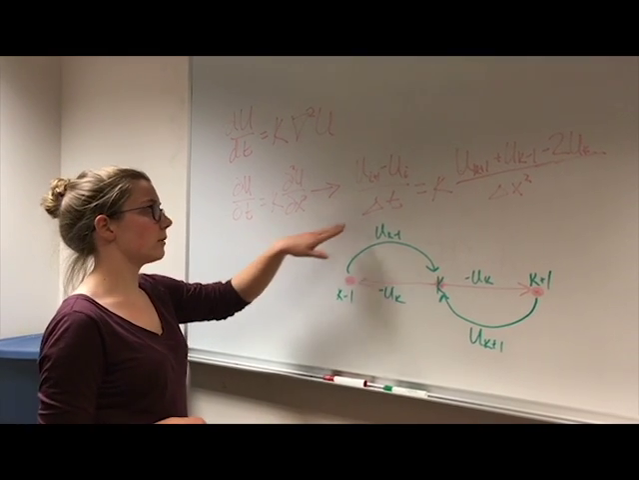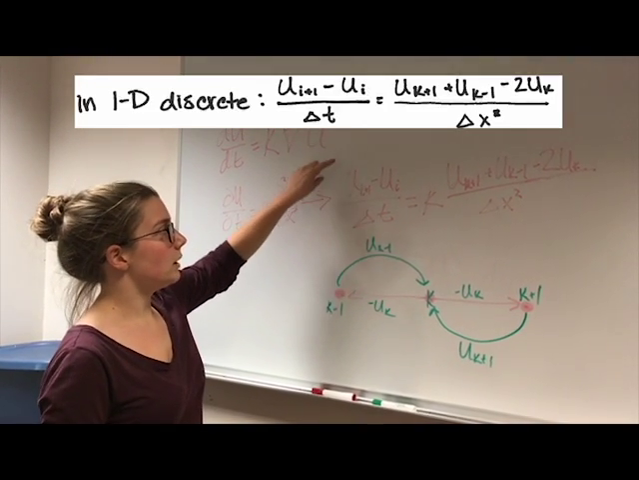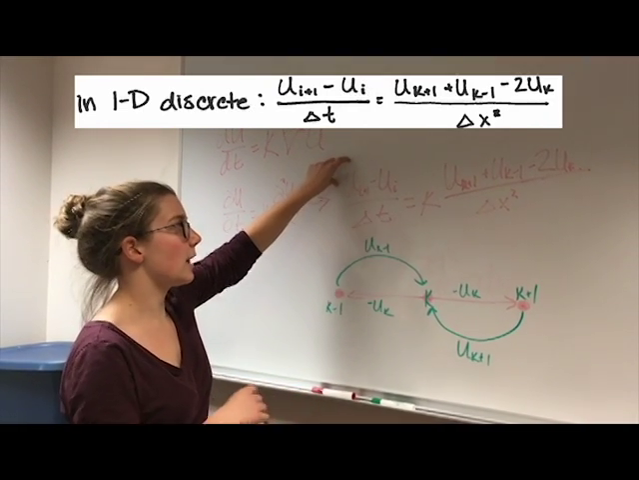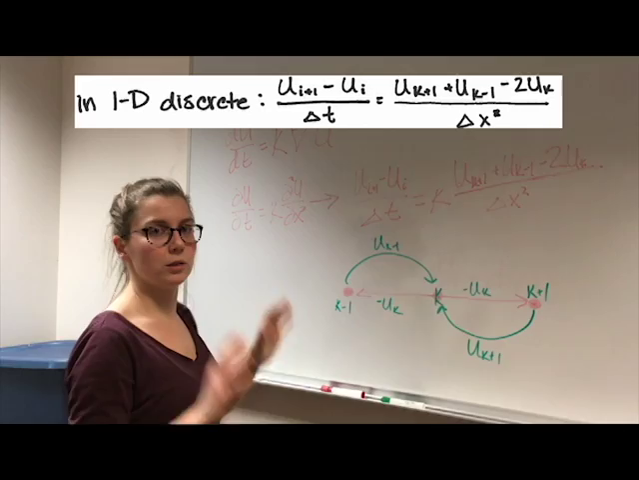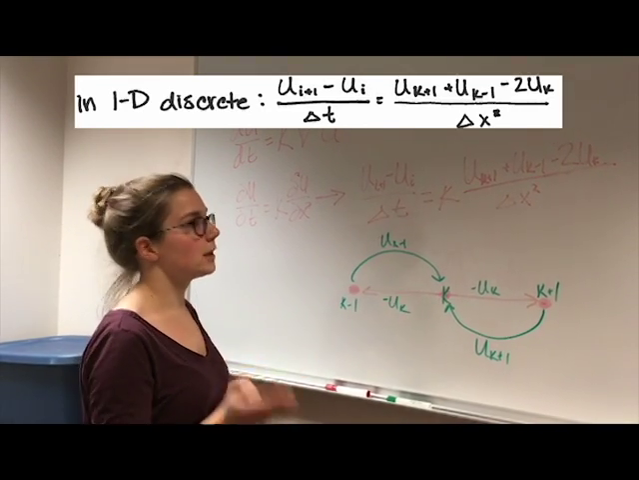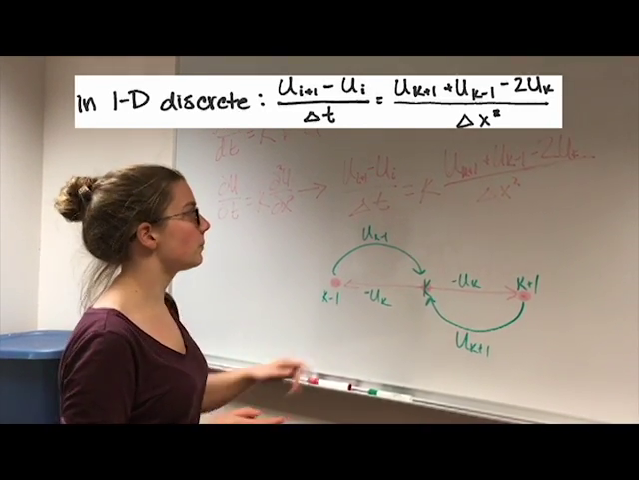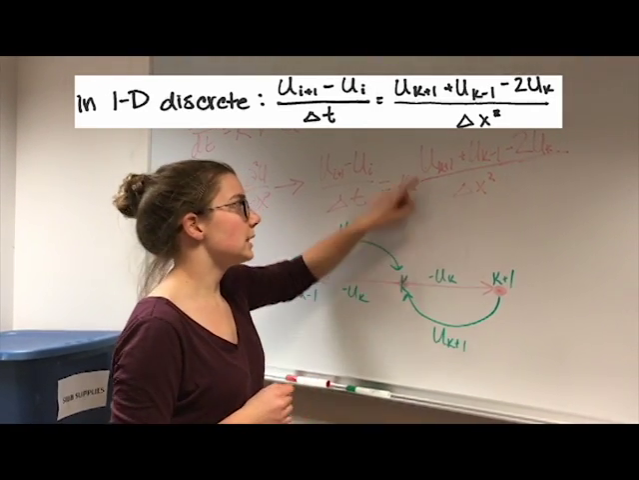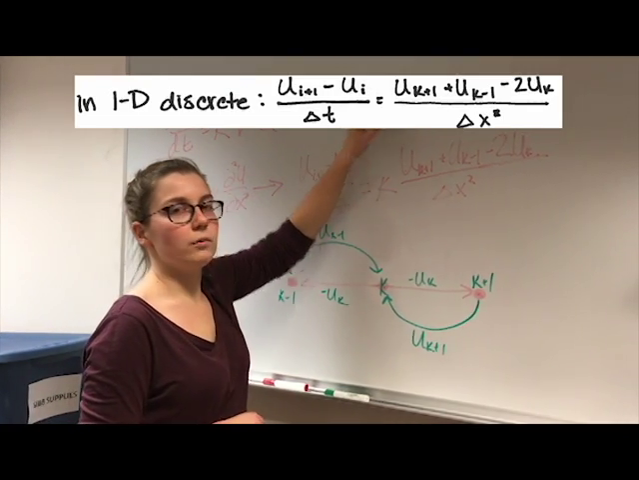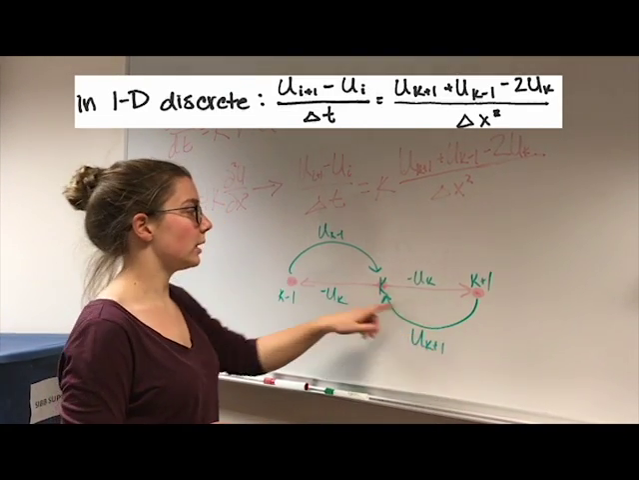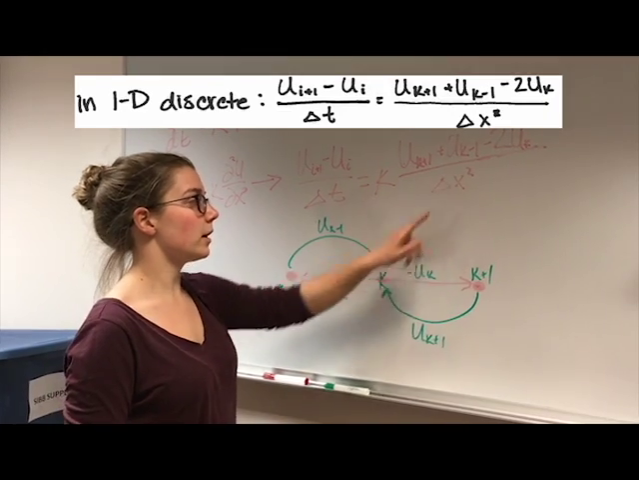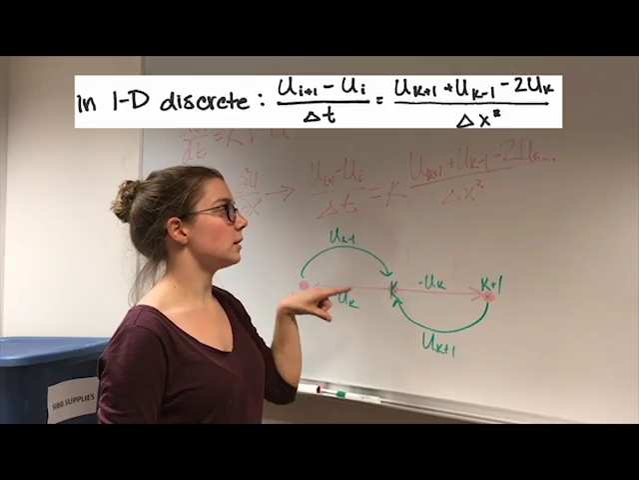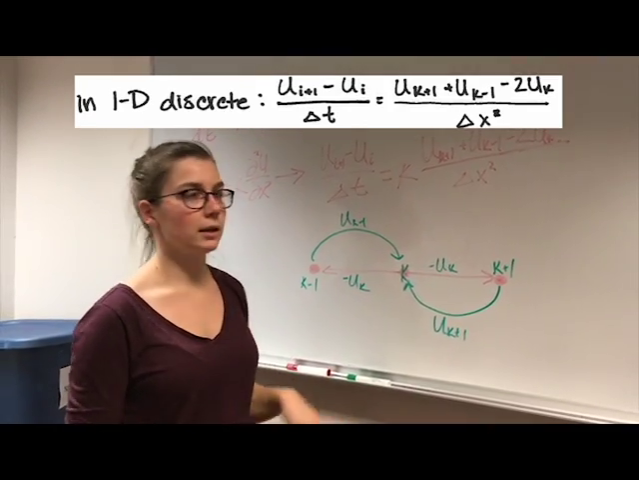To take this into a discrete form, you take the u at one point in the future and take the difference between that and the u that you're at in the present time. Then you divide that by the time difference between them, and that is equal to k, whatever constant you have, times the u of the next space over, plus the u of the previous space, minus 2 times the u of the current space, all divided by delta x squared.